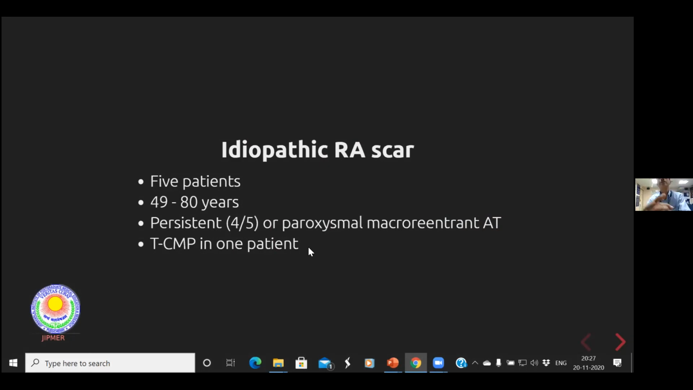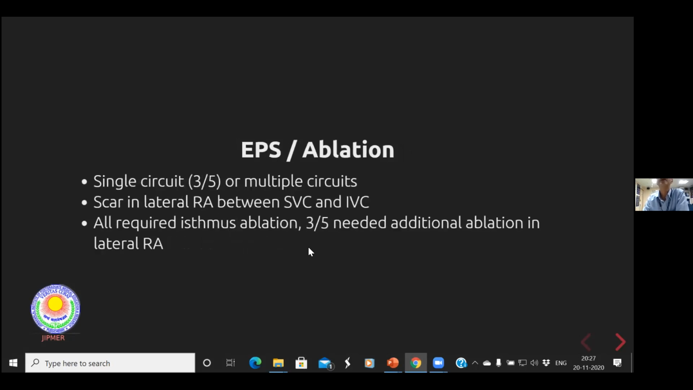So this condition of idiopathic RA scar is a relatively uncommon entity. We have seen 5 patients so far. Mostly these are all elderly patients presenting with either persistent or paroxysmal macro-reentrant ATs. One of these patients also presented with a persistent arrhythmia and tachycardia-induced cardiomyopathy. And they have single circuits, or some of them have multiple circuits.